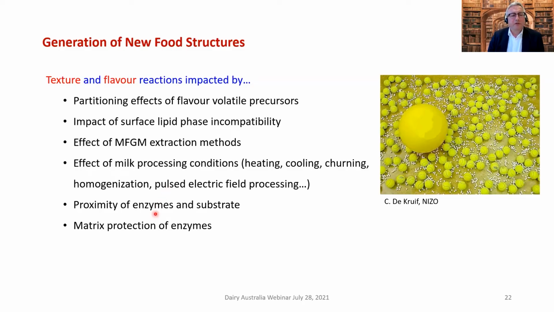For enzymatic reactions, the enzymes that are naturally present in milk need to be close to what they react to. That's called the substrate. If they're not, there's no reaction. So that's fairly obvious that if we put the substrate and the enzymes together, we can get a desirable reaction or sometimes undesirable reaction. And of course, that is dictated by structure. And I will talk about the matrix protection effect as well, because the enzymes don't function as they should when they're in a cheese matrix or in a fat globule matrix.